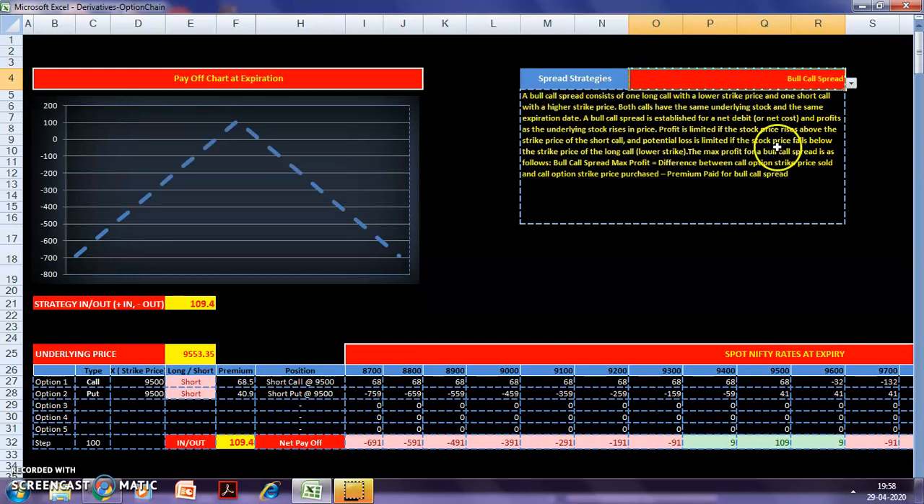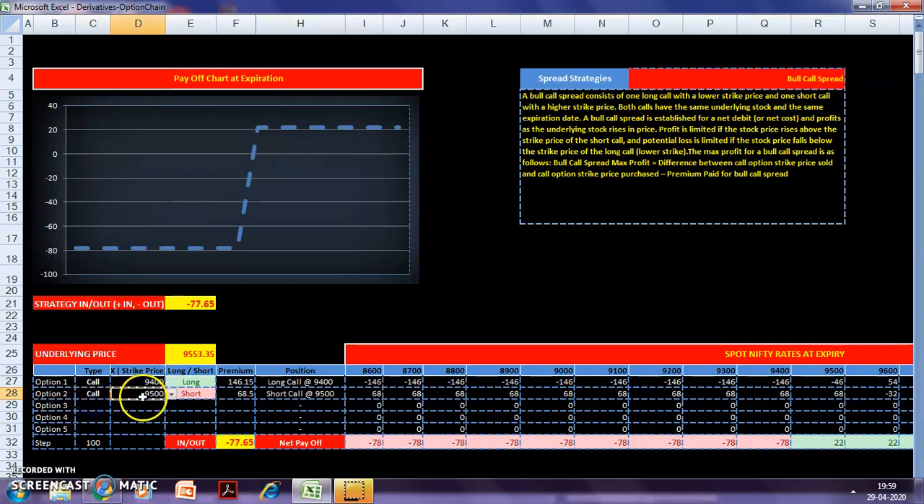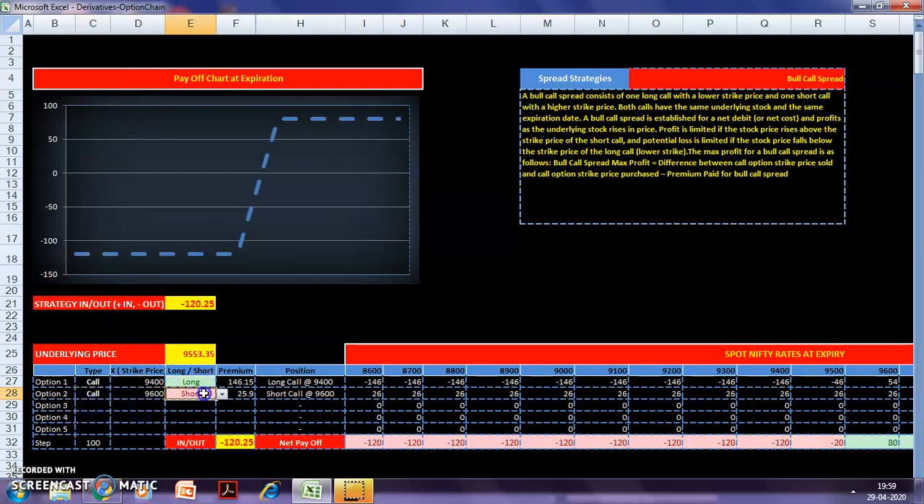Then let us look at a bull call spread. It consists of one long call with a lower strike price. So let us create that. One long call with a low strike price and one short call with a high strike price. So now one short call with a high strike, say we take 9600. You take this strategy when you expect the market to increase. That is why the name bull call spread.